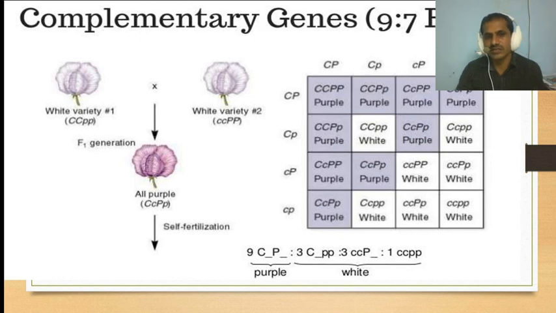So the ratio which we get is 9 purple and 7 white. This is also called complementary factor. They are complementary because both parents are white, yet together they give another color, purple. In some books it is written as red color, in some books as purple color, it doesn't matter. So you have to write the checkerboard properly. This is due to the presence of anthocyanin and the enzyme.